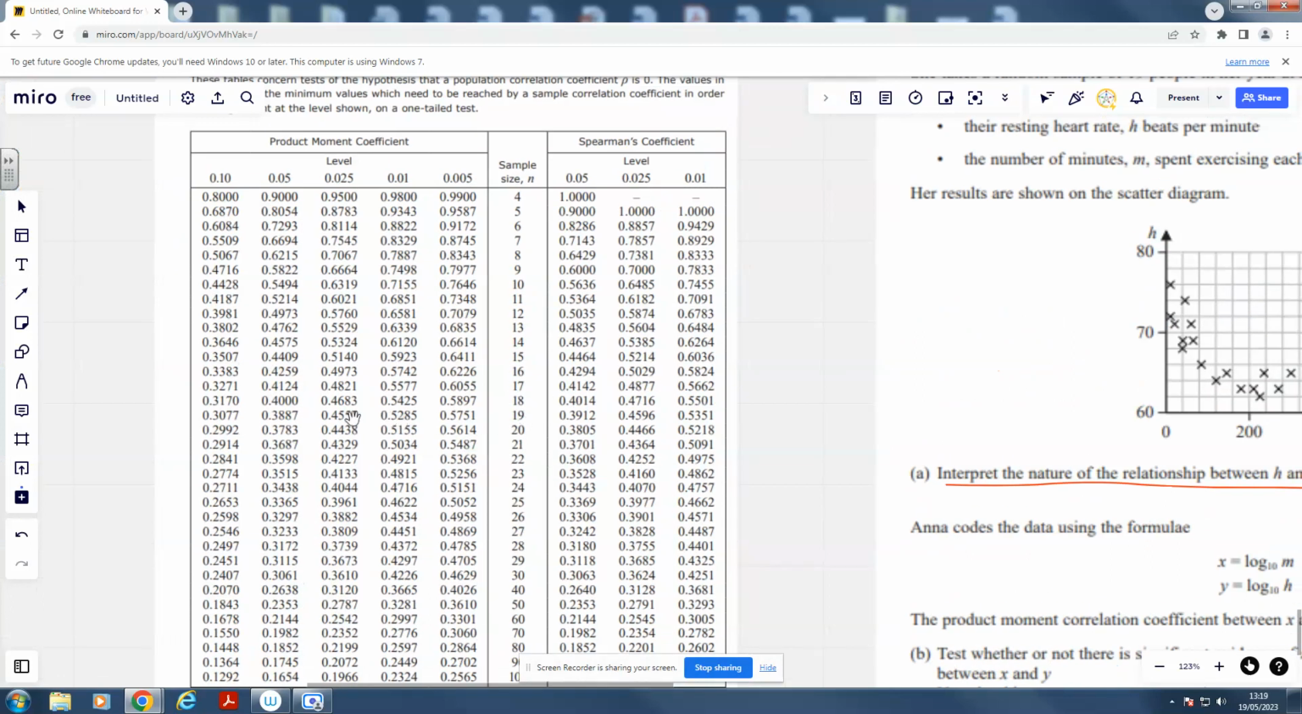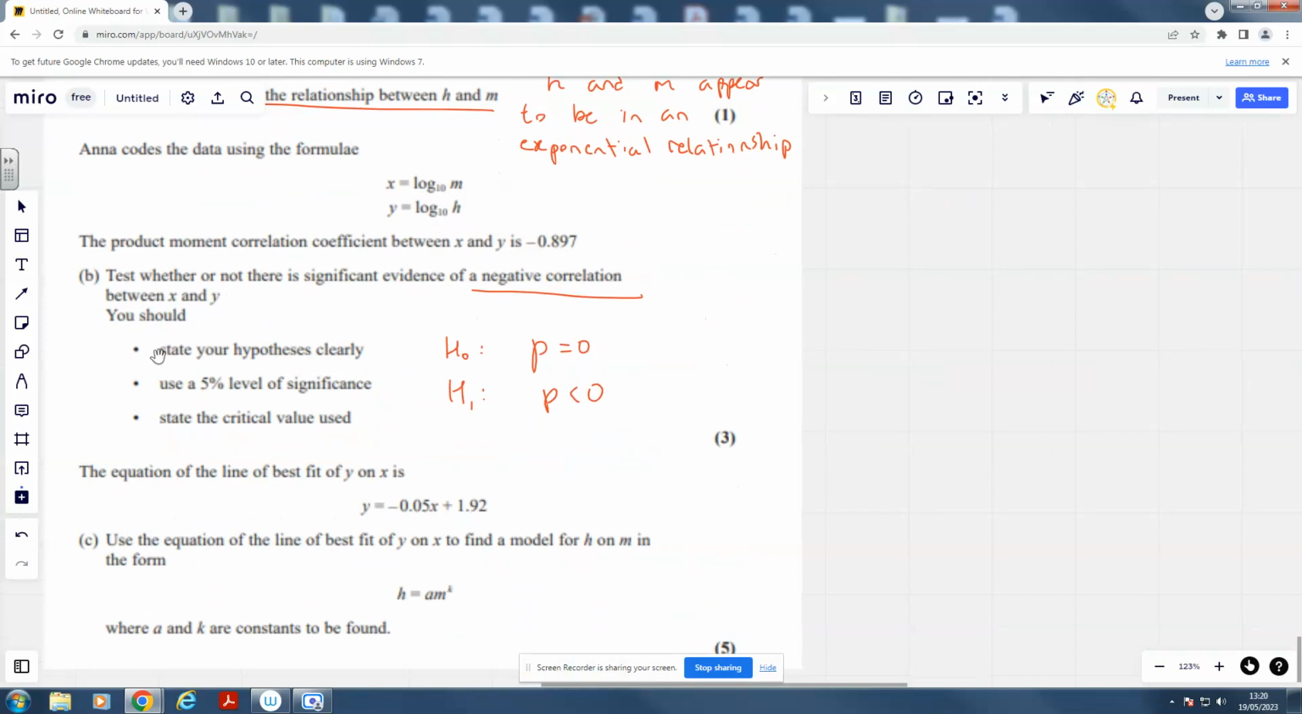N is 19, 5%, 0.3887. Yeah, I'm on the right row. 0.3887 is our critical value. And so what I'm going to say is minus 0.897 is way less and way closer to minus 1 than minus 0.3887. Yeah, and let's just state the critical value used. Let's just put CV equals minus 0.3887. Hence, reject H0, well, accept H1.